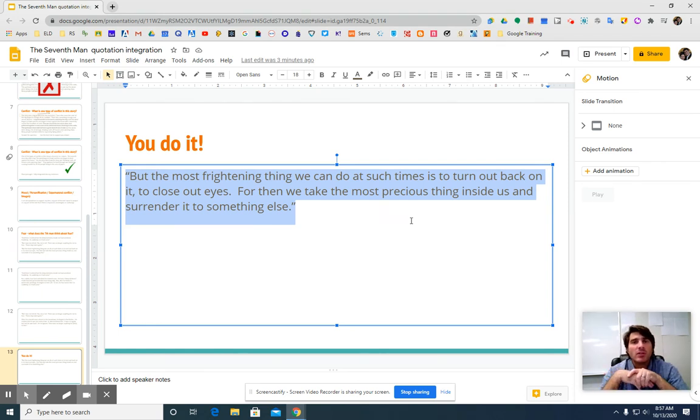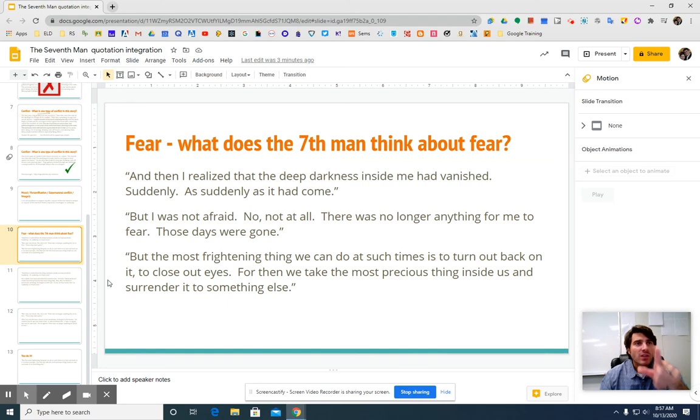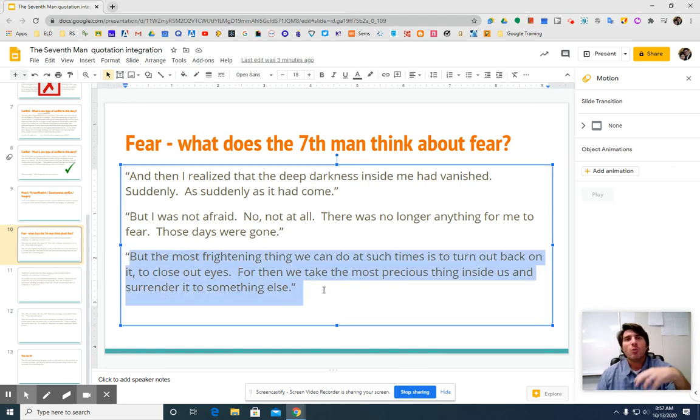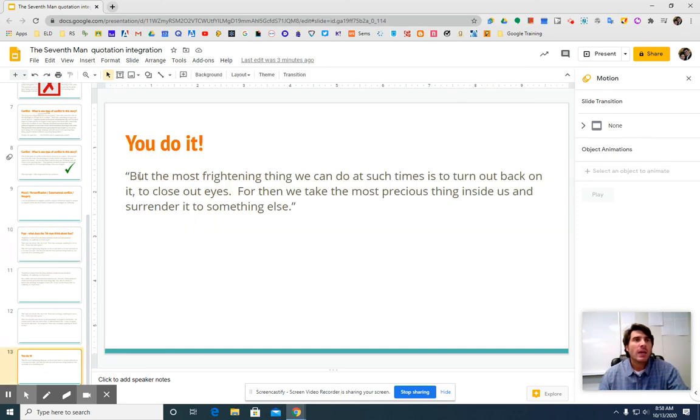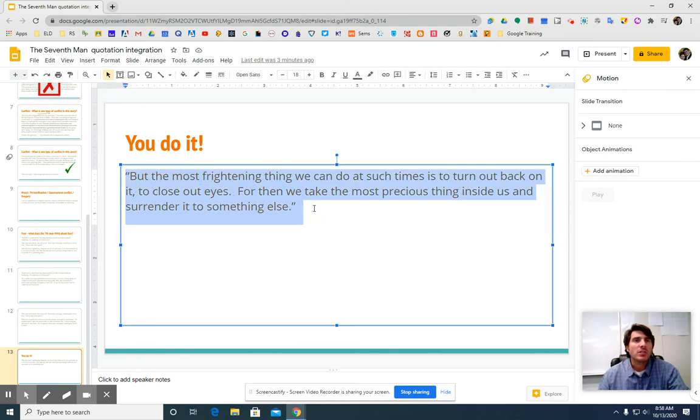Look, this is not a mathematical equation. There's not only one right way to do this. There are 1,000 different ways for you to write a sentence using this quotation and talking about this idea. So just to review, for this last one, we're talking about this idea of fear. So what is the seventh man's big idea? What is he trying to tell us about fear? What is the important idea for fear? So I want you, and I'll post this question, I want you to think about how you can explain this idea of fear and what is the big idea, the important idea, using this quotation.